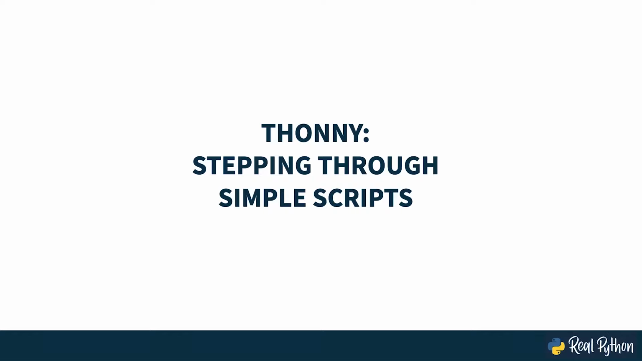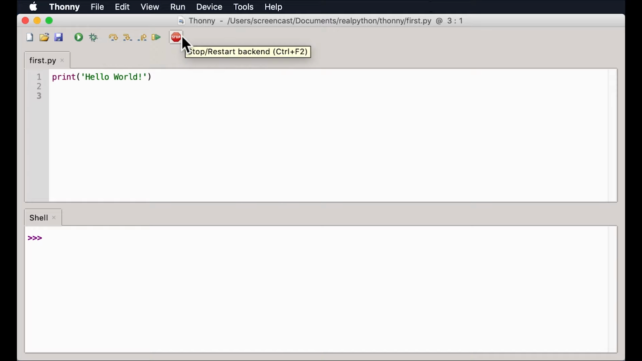Stepping through simple scripts. The next buttons are linked to each other. They allow you to debug and run a script step by step to see what's happening. Now, there are 3 types of step buttons here, and we're going to look at how they work in a fairly simple example.